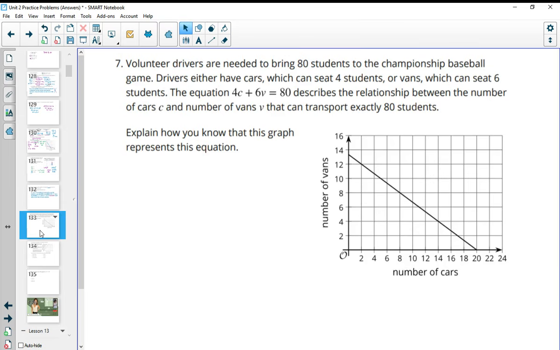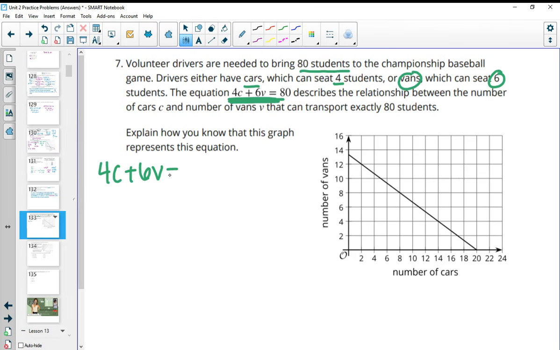Number 7, volunteer drivers are needed to bring 80 students to a championship baseball game. The drivers either have cars, which have 4 seats, or vans, which have 6 seats, and it's modeled by this equation here. So explain how we know that this is the graph. So how do we know this is the graph of 4c plus 6v equals 80?